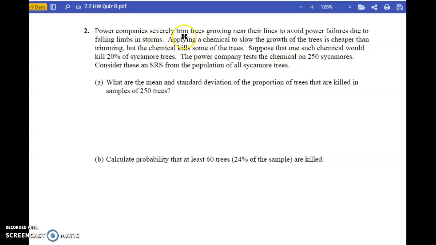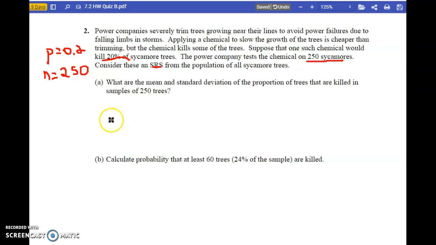So here's a power company. They trim trees growing near their lines to avoid power failures. Applying a chemical to slow the growth of the trees is cheaper than trimming, but the chemical kills some of the trees. Suppose that such chemical would kill 20% of sycamores. So that's going to be our population proportion P. The power company tests the chemical on 250 sycamores. There's N. Consider these an SRS. So that's good. Simple random sample from the population of all sycamore trees.